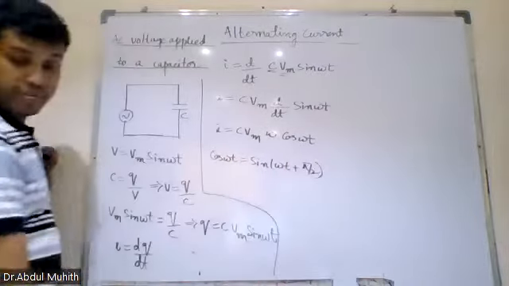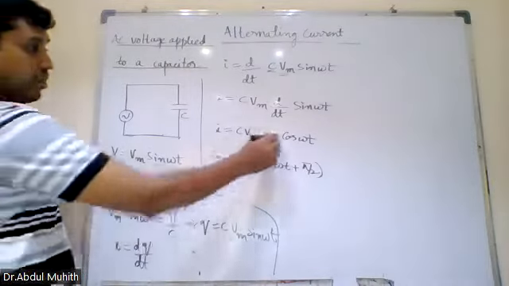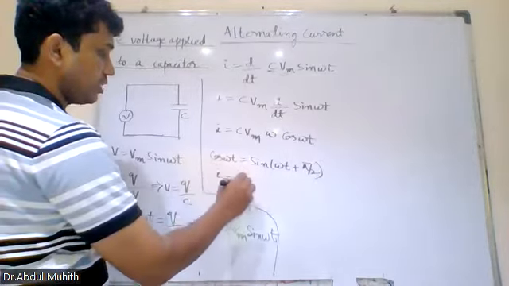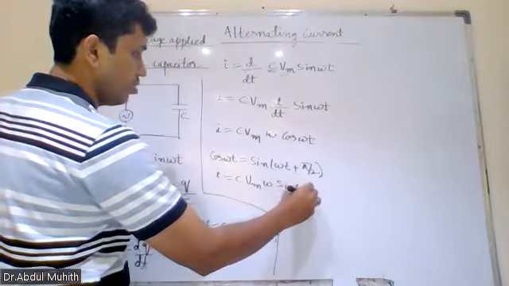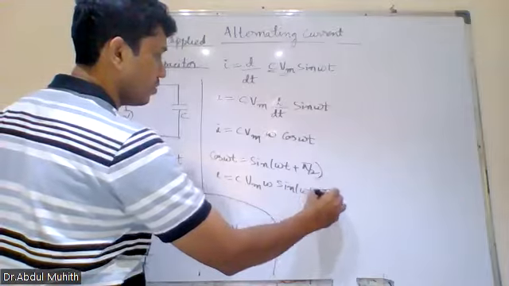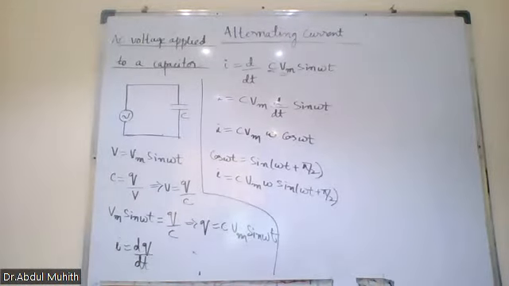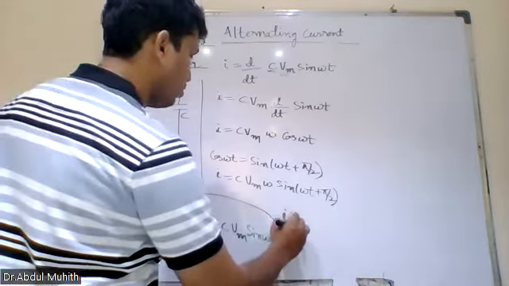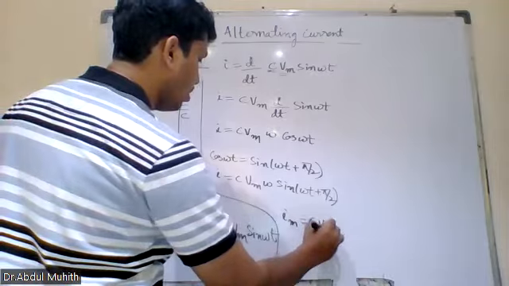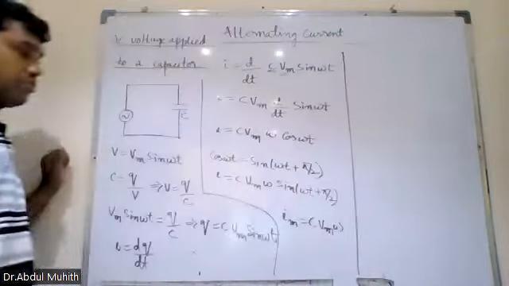This is the way I am comparing now. So now what am I going to write? In place of this, I am going to write I equal to C into Vm into omega sine(omega t plus pi by 2). Is that clear? Sine of omega t plus pi by 2. But what is Im? Im is equal to C into Vm into omega.